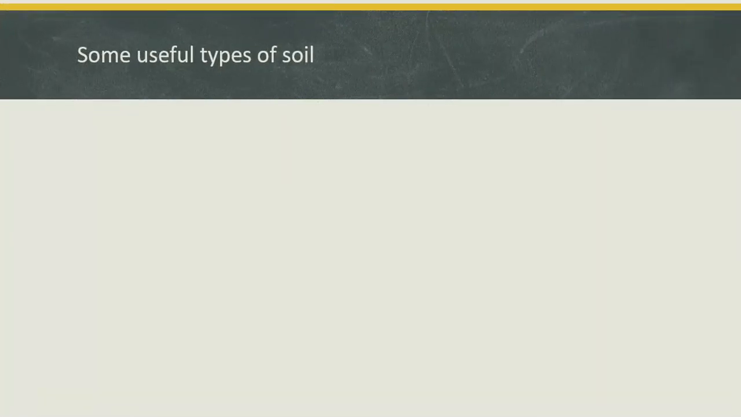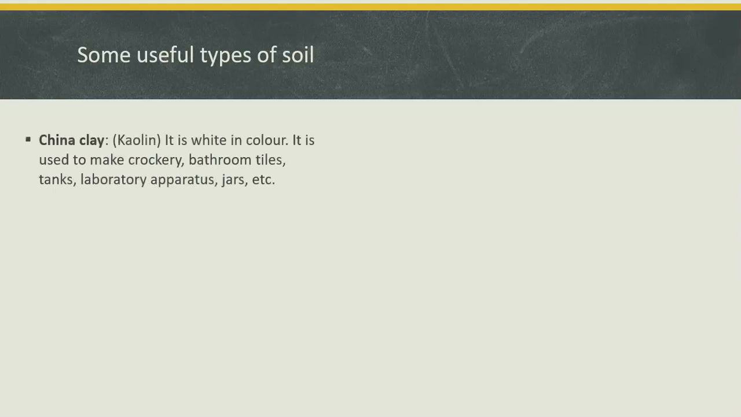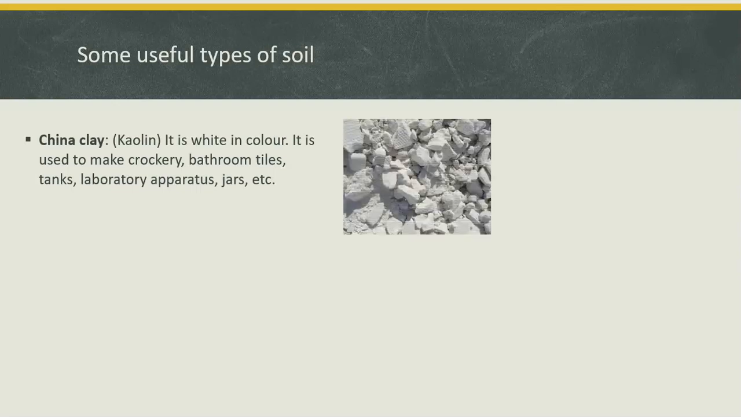Some useful types of soil. The first one, china clay, which I am sure you have heard about. It is also called kaolin. This is white in color. It is used to make crockery, means plates of bone china, then cups and all such things. They are known as crockery. Bathroom tiles, tanks, laboratory apparatus, jars, etc. This picture shows china clay.